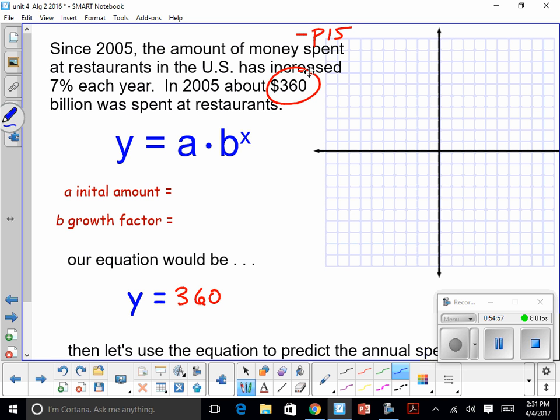B is the growth factor. Is it doubling? Is it tripling? How is it getting bigger, or is it getting smaller? The 7% is it initially, but again, the way we have to write it, someone say it. What's actually going in there?